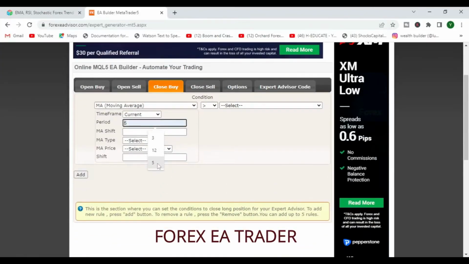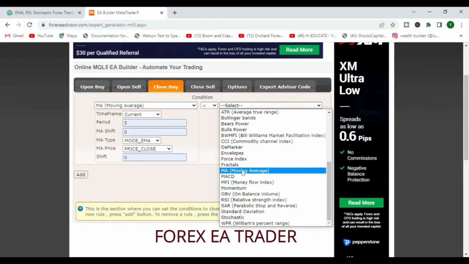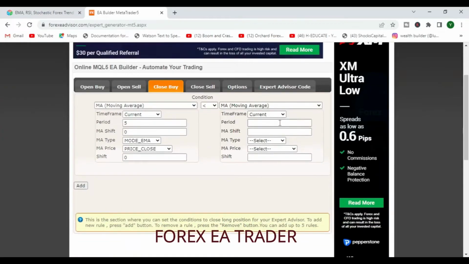Let's use the first one. So at the moment the 5 moving average crosses the 12, we're going to close that trade. We're going to close any buy trades that are open. We are just going to close them. So that's what we do, so that we don't have buys and sells open at the same time. Get the picture.